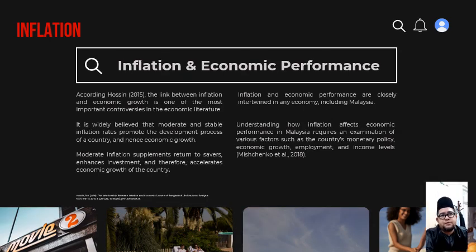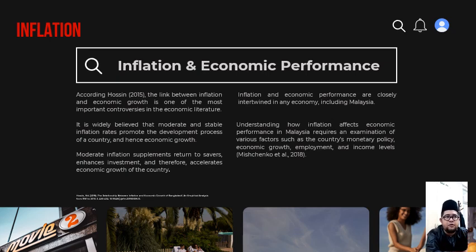Next is about inflation and economic performance. According to Husain 2015, the link between inflation and economic growth is one of the most important and controversial economic issues in the literature. It is widely believed that moderate and stable inflation rates promote the good development of a country. Moderate inflation also supplements returns to savers and enhances investment. Therefore, it accelerates the economic growth of any country.